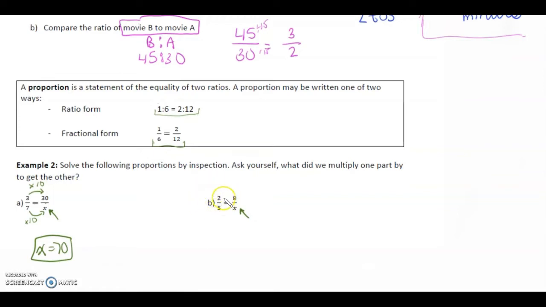Okay, for b, we have 2 over 5 equals 8 over x. So to get from 2 to 8, we had to multiply by 4. And so to get from 5 to x, we're also going to multiply by 4. That means x is going to equal 20. This inspection portion of this question is kind of like logic. Instead of using proper algebra, we're using logic.